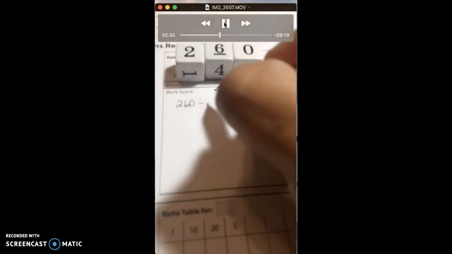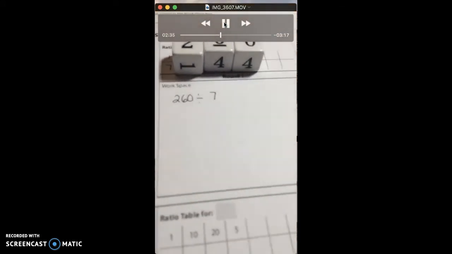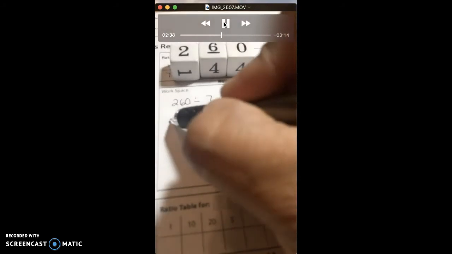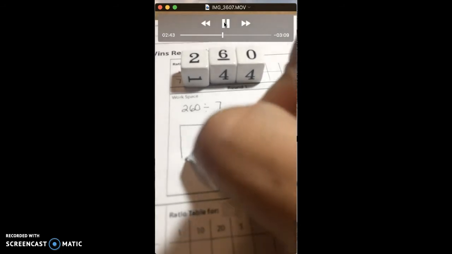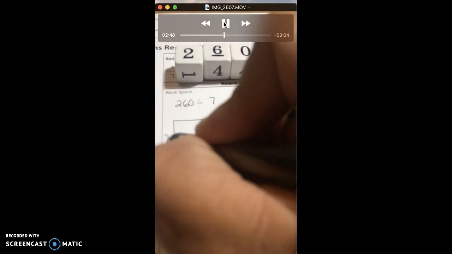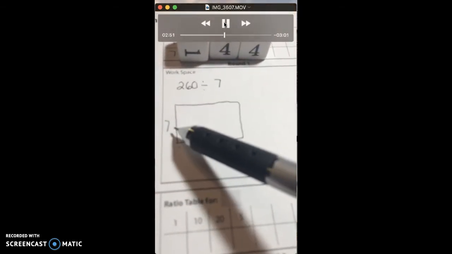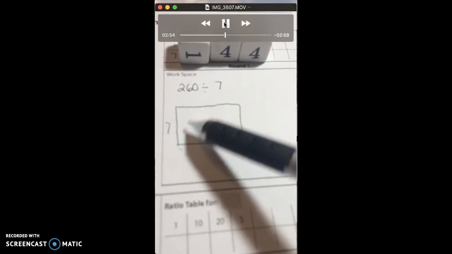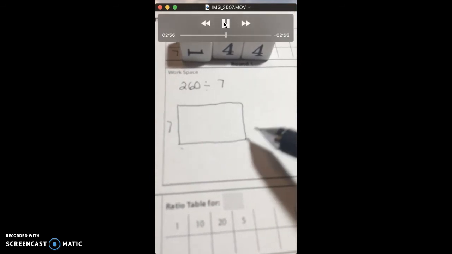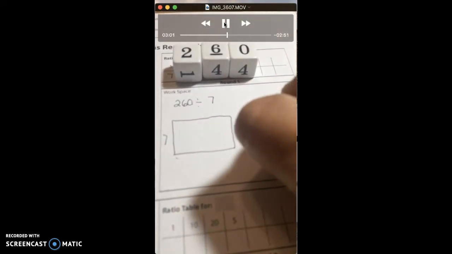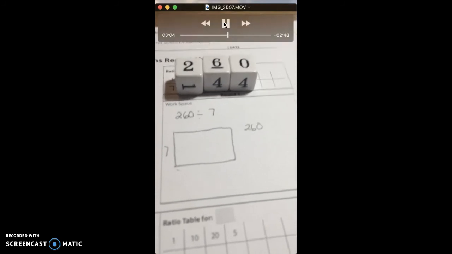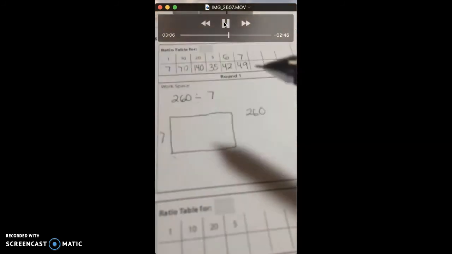260 divided by, what was my divisor? 7. Now I am going to use a strategy that we have been practicing in class, and that's the array model. One of my dimensions is going to be 7, and I'm going to think like this: how many groups of 7 fit evenly into 260 or close to 260? So I'm going to write 260 right here. Let me think. I'm going to use my ratio table if I need it.